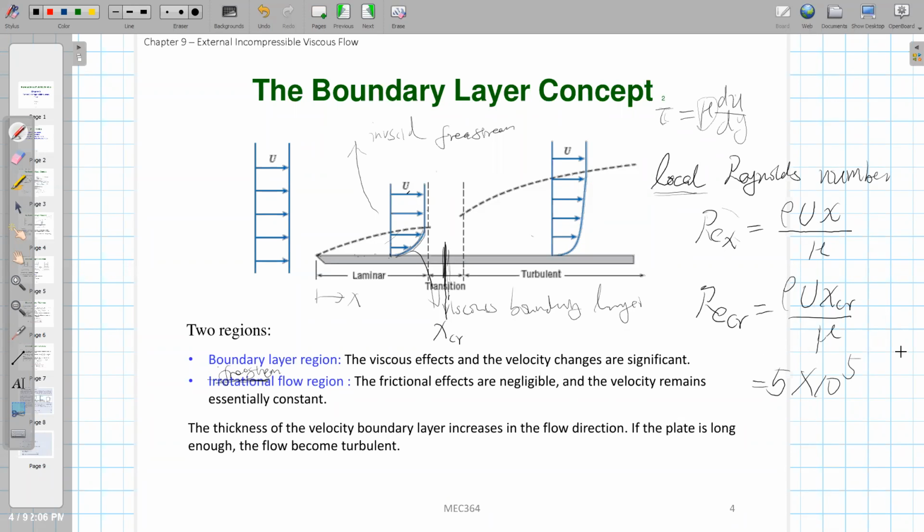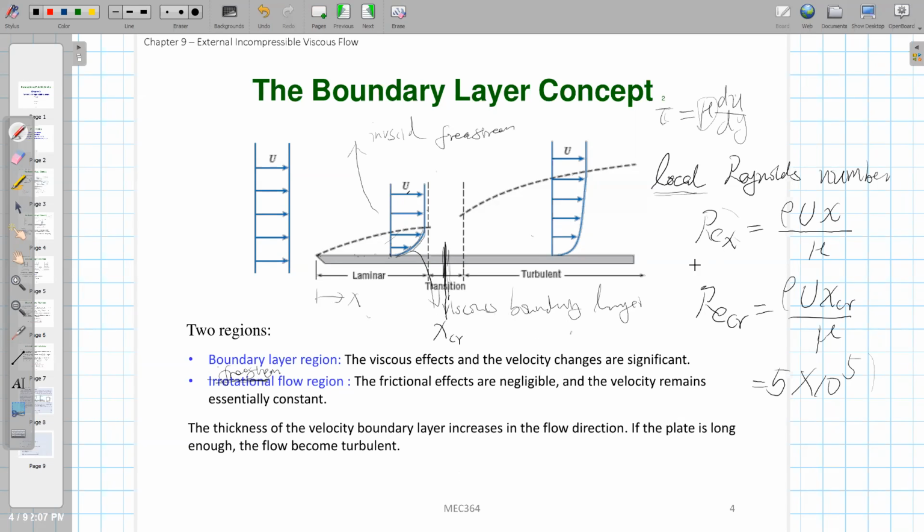Okay, so what does it mean? That means that if you have laminar flow over a flat plate, from this critical number, this value 5 times 10 to the power 5, you can calculate what this critical x_cr position will be. Knowing that, on the left side of this x_cr will be the laminar boundary layer, and on the right side of this x_cr will be the turbulent boundary layer. So this is how we determine whether or not flow is laminar or turbulent.